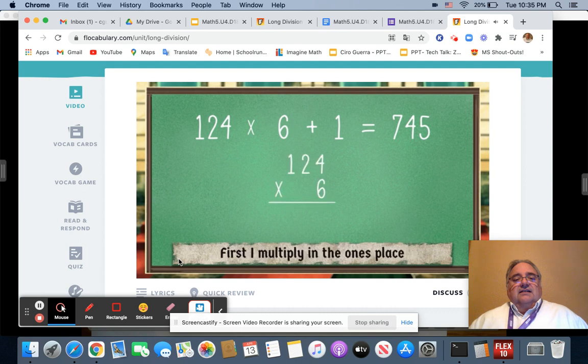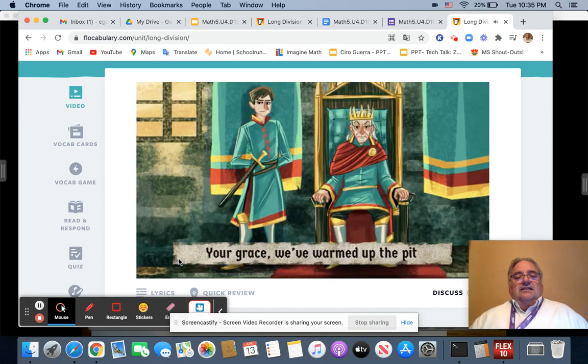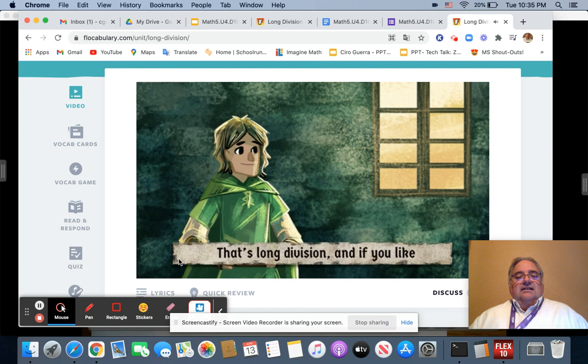First I multiply in the ones place, then the tens place, then hundreds, okay? Ooh, look at that. What I found, it's 744. But now add the 1, the remainder, 745. That means 100 groups of 6 fit inside, plus 20 groups of 6 are combined, and 4 groups of 6, oh my. Then 1 is left over like this. Your Grace, we warmed up the pit. That's long division, and if you like, you can join us in the forest every Friday night.